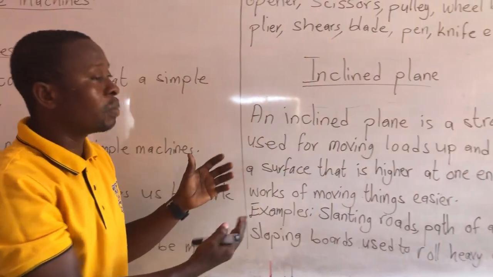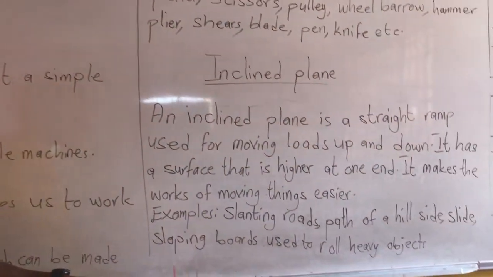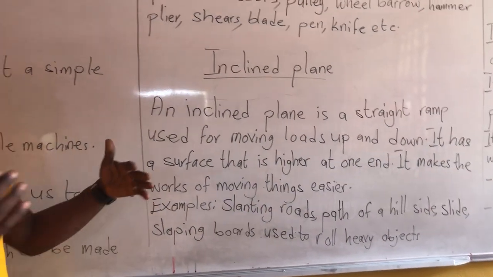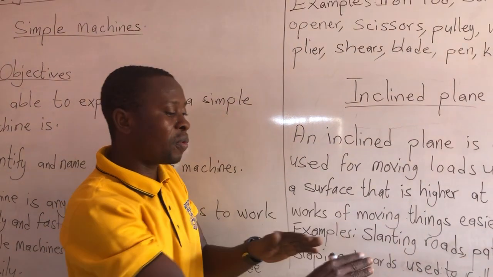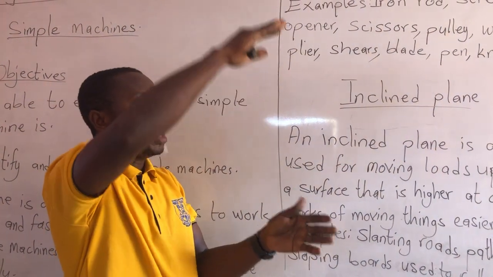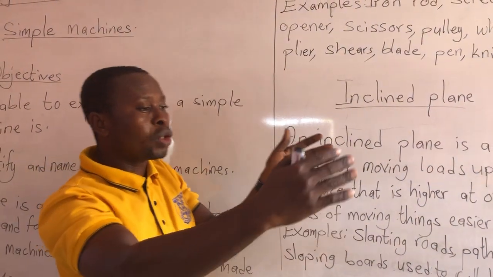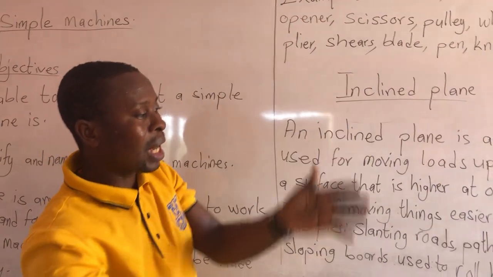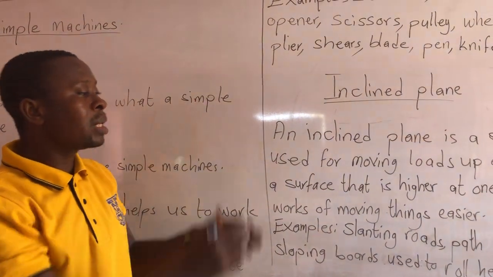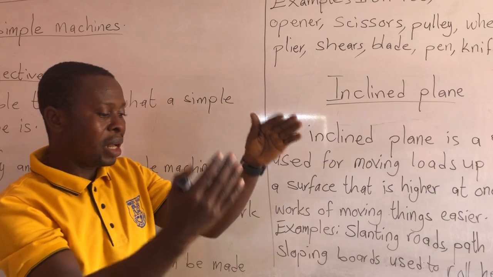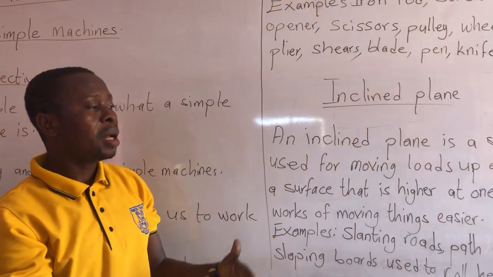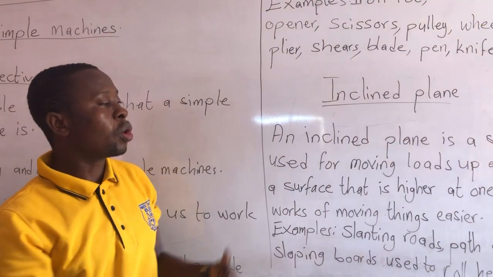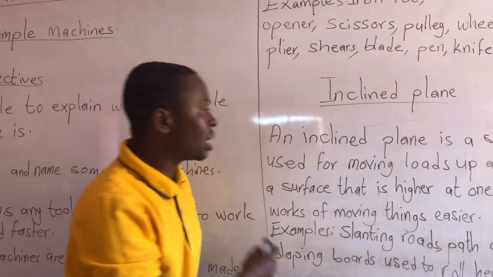Very good. So those are examples of an inclined plane. Even ramps on the road too. You can see that at the beginning one side is flat and the top is higher, and at the other side the top is also higher and it slants down. Any slanting object or any board placed against a height from the floor to the top is an example of an inclined plane.